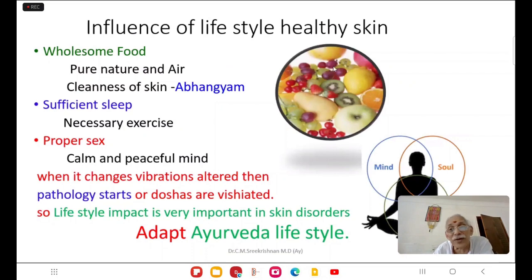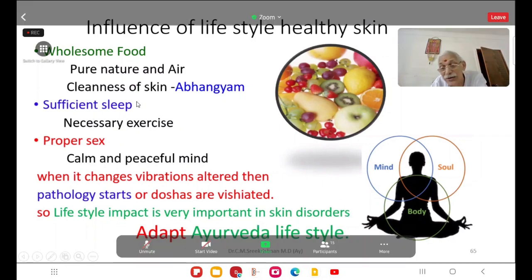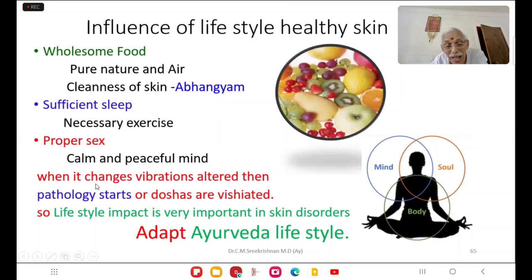Influence the lifestyle: healthy skin, wholesome food, pure natural air, cleanliness of the skin, abhyanga, sufficient sleep, necessary exercise, proper sex, calm and peaceful mind. When this changes, vibration is altered, and then pathology or dosha vishesha starts. So lifestyle impact is very important in skin disorders. I request and advise everybody to adopt a proper Ayurvedic lifestyle.